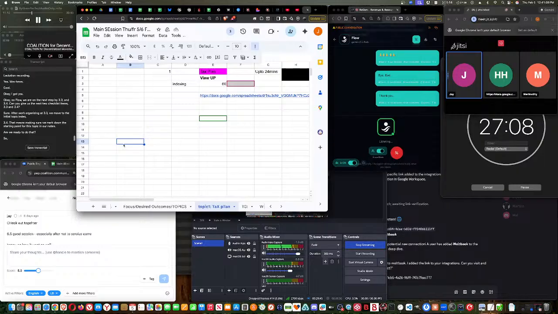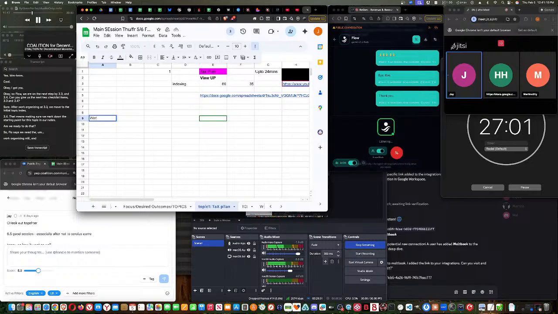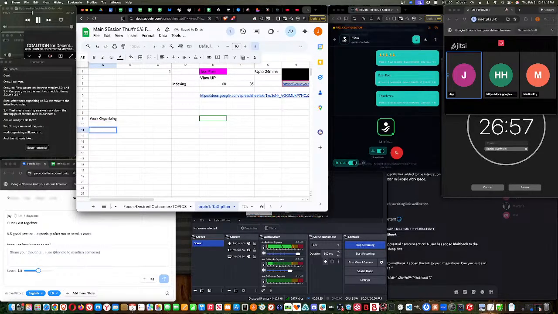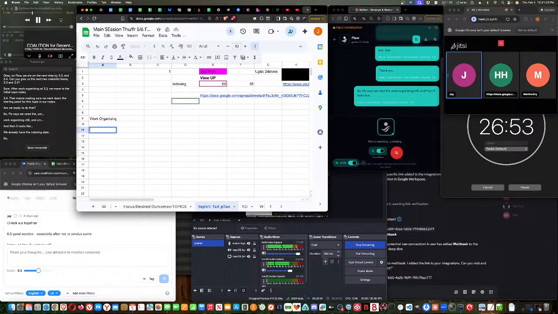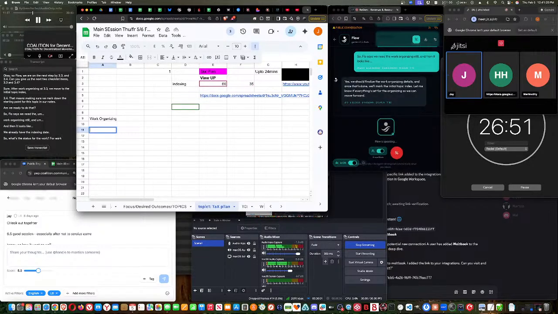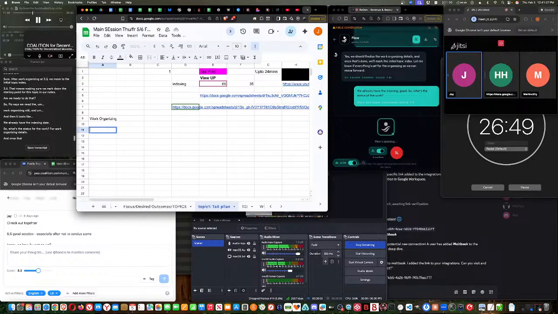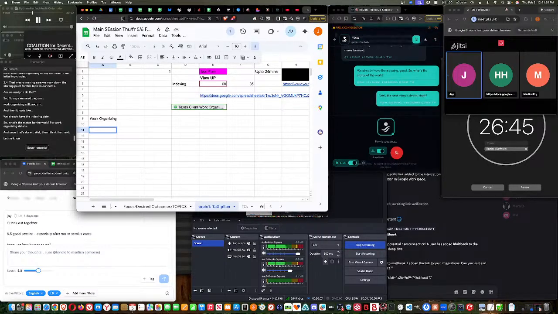So Flo says we need the work organizing still, and then it looks like we already have the indexing good. So what's the status? We should finalize the work organizing details, and once that's done, we'll mark the initial topic index done. Let me know if everything's set for the work organizing so we can move forward.